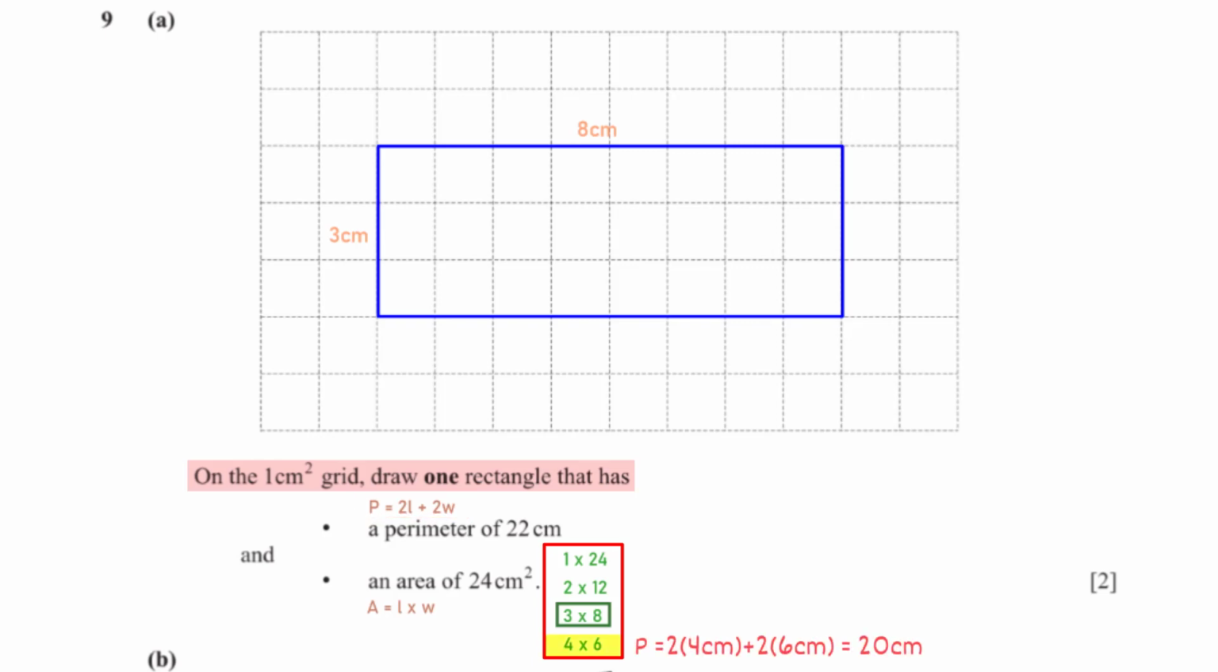So 2 times 4 plus 2 times 6 gives us 20, which is out. 2 times 3 plus 2 times 8 gives us 22. This means the dimensions of the rectangle are 3 centimeters by 8 centimeters.